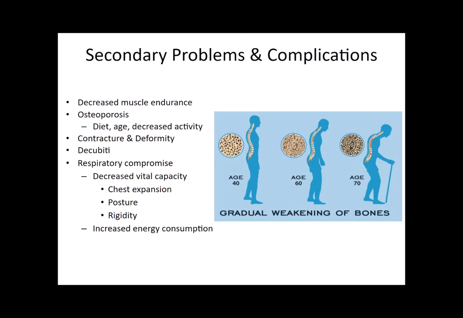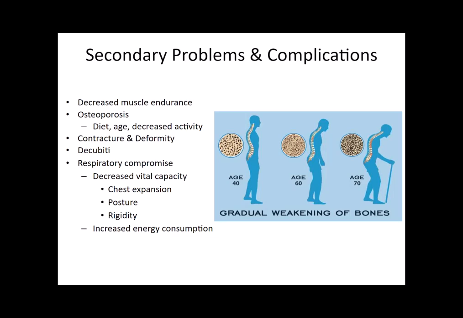Parkinson's disease also has some secondary problems and complications, and those are listed on this slide. Overall, you can expect this person to have decreased muscle endurance. The more tired the person gets, the more flexed their posture is going to get. Okay, they're going to start to bend at the hips and go forward. They're also very susceptible to osteoporosis because of dietary changes, age, as well as decreased activity.